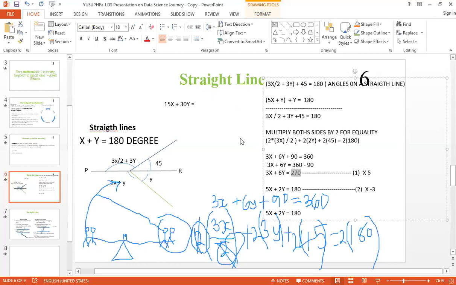Use it to multiply everything. 270 times 5 gives us 1,350. If we like, we may decide to call this another equation, maybe equation 3. It's not compulsory, it's optional. Now, we are done with that, and we are now on this.